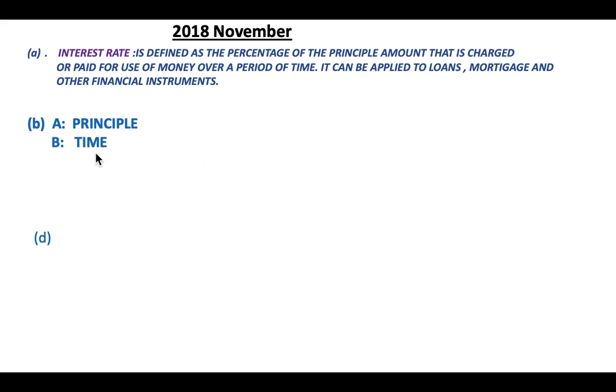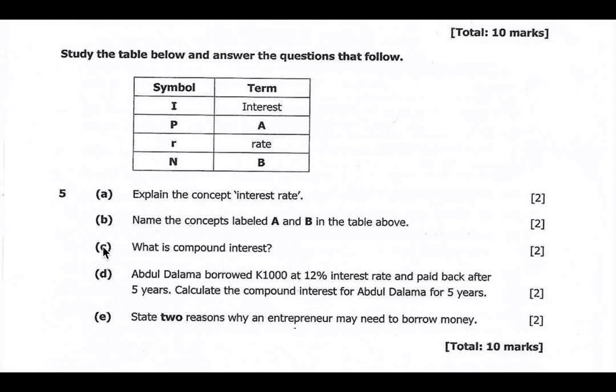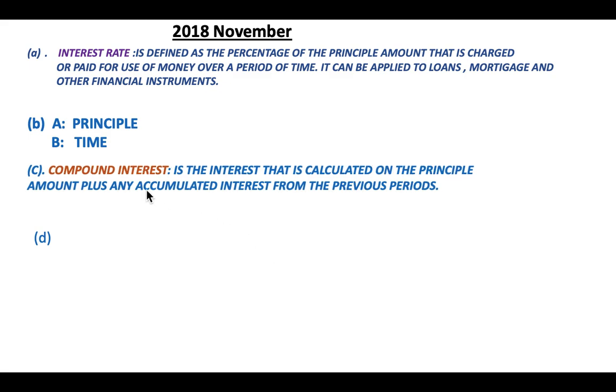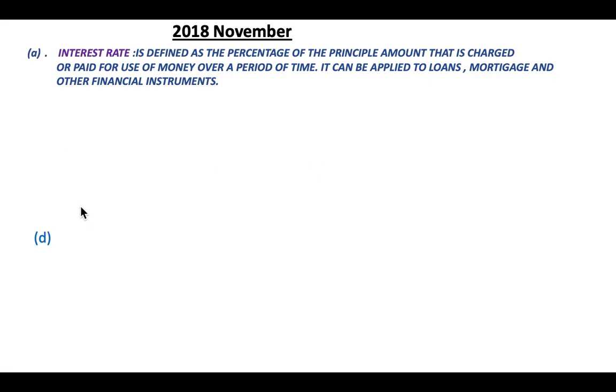And then we have the other question. The other question is coming from question C. What is compound interest? When you define it, we can say compound interest is the interest that is calculated on the principal amount plus any accumulated interest from the previous periods. So that is the compound interest. And then we look at the other question.